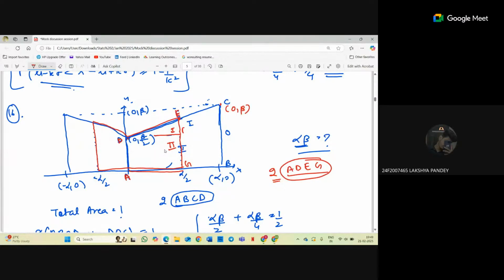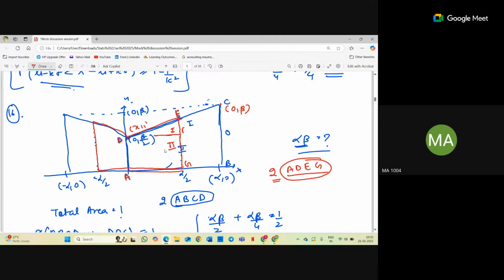It can't be 0 comma beta by 4. That is alpha comma beta. No, this is not the coordinate of C. Okay, so this is not a middle value. So how will we find out? So first of all, we know this.